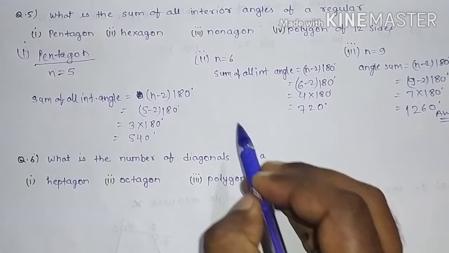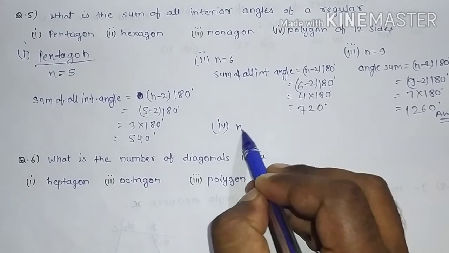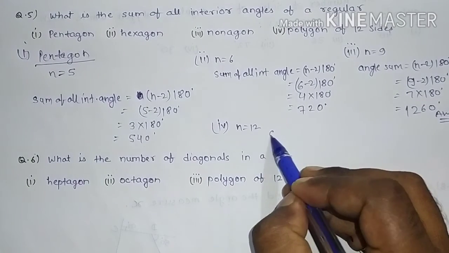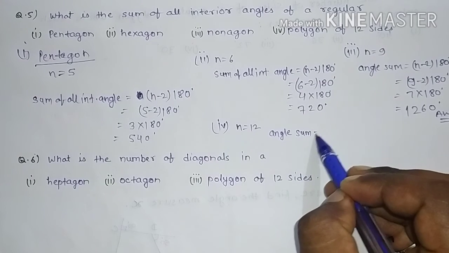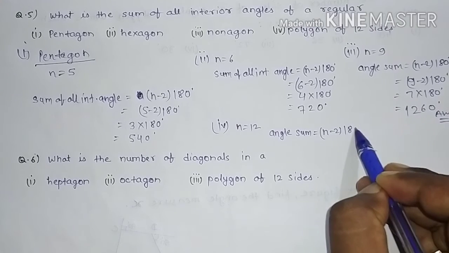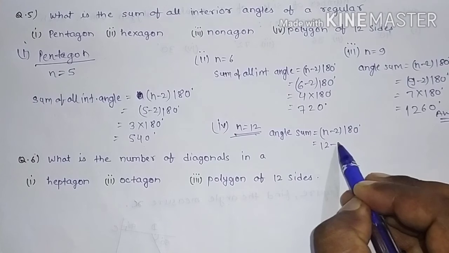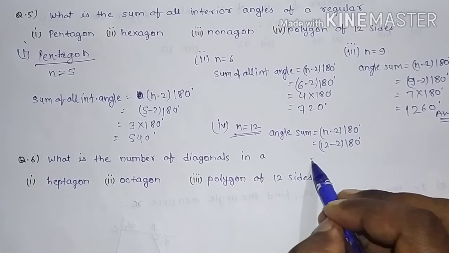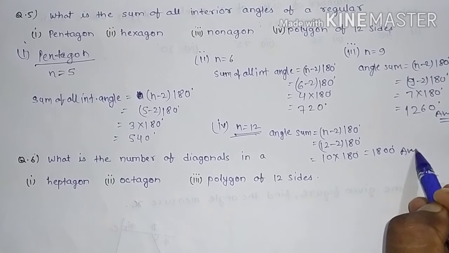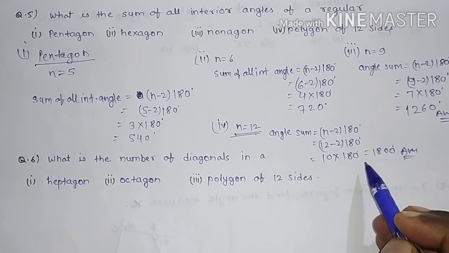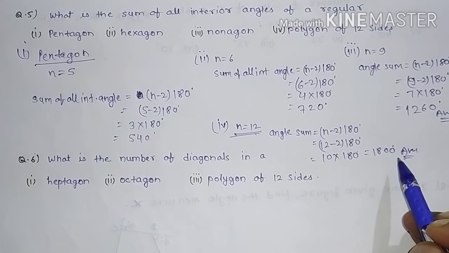Similarly, question number 4. A polygon of 12 sides, so n is simply given as 12. We know the formula of angle sum, or the sum of interior angles, equals (n minus 2) times 180 degrees. Now n is 12, so 12 minus 2 times 180 degrees. So 10 into 180 degrees equals 1800 degrees. This is the sum of the interior angles of a polygon having 12 sides. Now this is the answer.